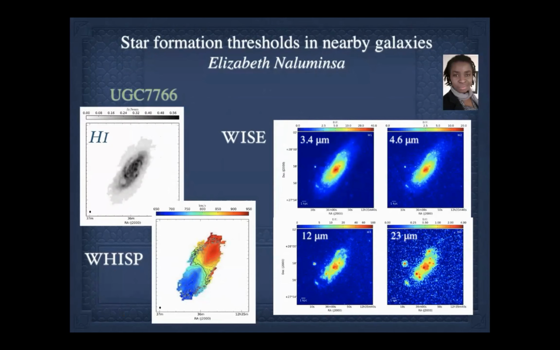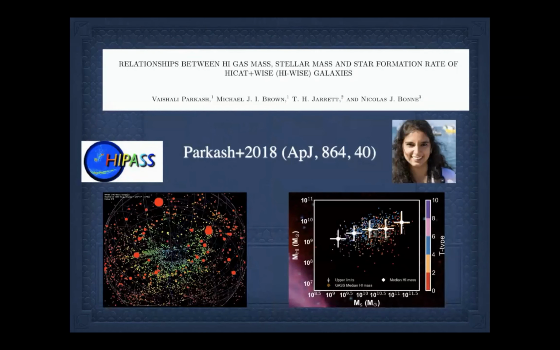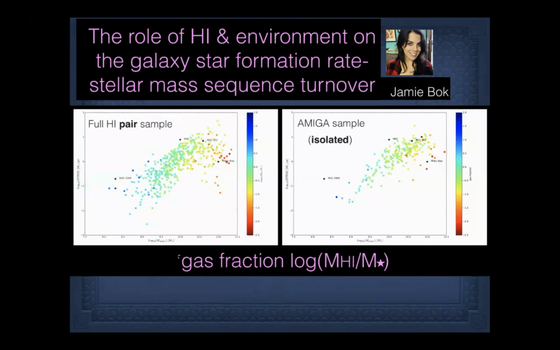Here's my student Elizabeth Naluminsa, who studied a sample of nearby galaxies with the WISP survey, which is H1, so that's radio. And she used WISE to understand the relationship between the two. And here's my student, Vaishali, she's an Australian. She did this with a big southern sample. My other student, Jamie Bach, has been doing this using a sample called ALFALFA and AMIGA, and also using these WISE relations to do this.